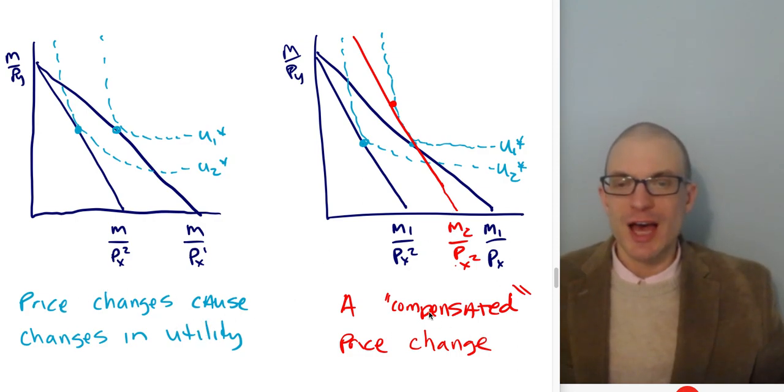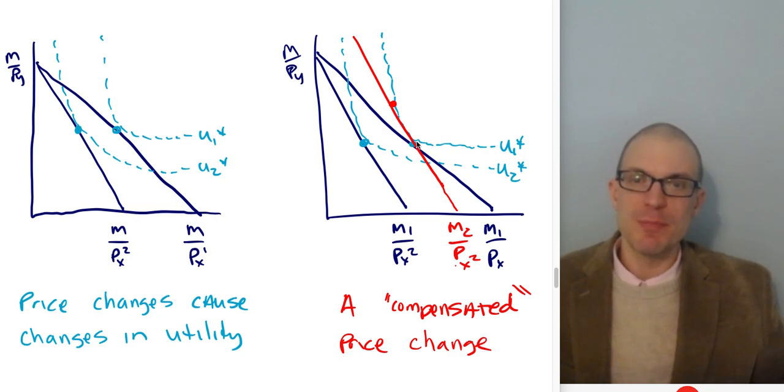Well, suppose we compensated that price change. Suppose when the price of good X rose to here, we gave the consumer enough income to be back at their old utility level. To get back to the original indifference curve, the tangency is going to be way up here.